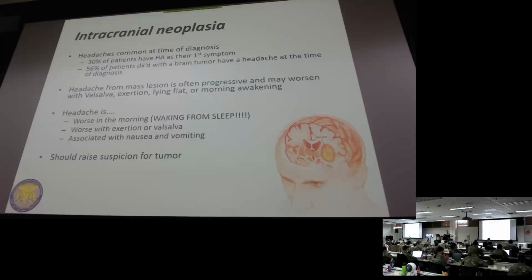That one's always concerning. Worse with exertion or Valsalva. Most people with migraine headaches aren't going to want to work out more, but if your headache suddenly becomes disabling because you popped your ears, that's a concerning feature. And often associated with nausea, vomiting. Same thing with the migraine headaches. Just always pay attention when you're dealing with migraine headaches that, hey, this isn't a secondary headache.